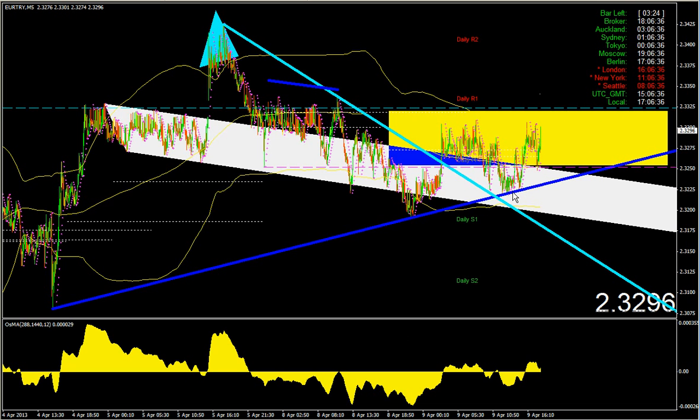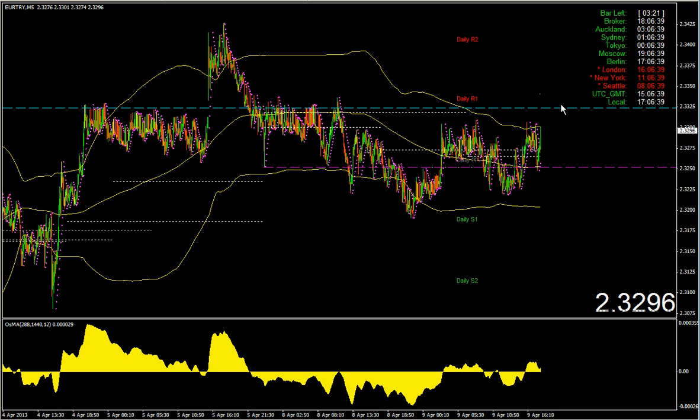Once again, prices above 2.3324 I would use as a long entry, and prices under 2.3252 I would use as a short entry.